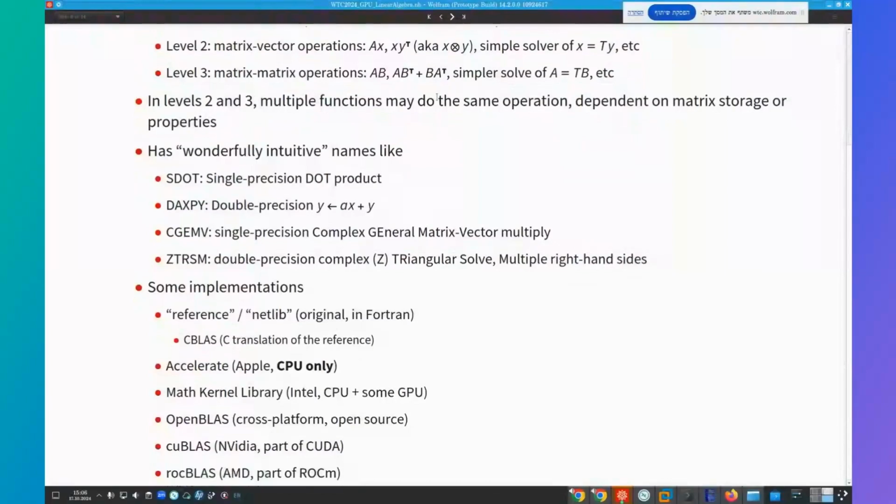Yeah, I can't remember these names, and I've discovered even some of our linear algebra experts can't remember all these names, so that made me feel a little bit better when I was doing this. So some implementations, again, there's the original implementation. Apple has an implementation called Accelerate. It's CPU only, so that's going to be important. Intel has the math kernel library, which has CPU plus some GPU support. There's OpenBLAS, which is a cross-platform CPU library. There's CUBLAS, which comes from NVIDIA and is part of the CUDA toolkit. And ROCBLAS is AMD's equivalent thereof.